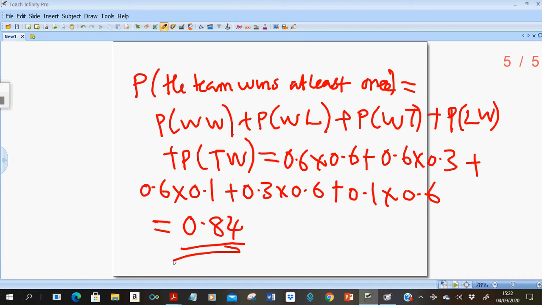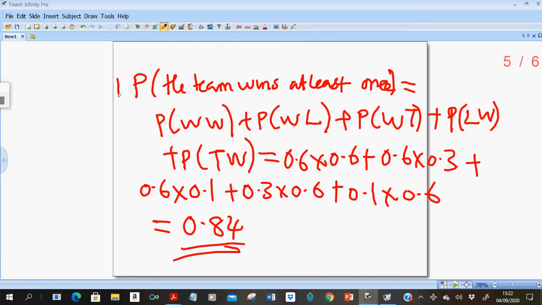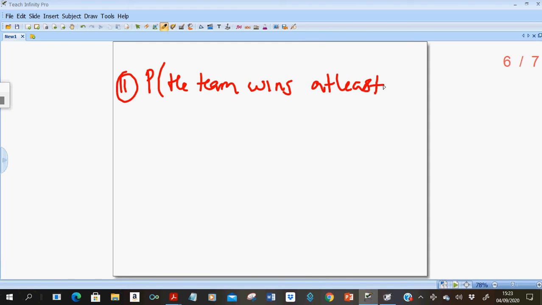Okay, then we go to the next question. So this was our one. The next question, our two, we need to find the probability that the team wins at least once and does not lose.